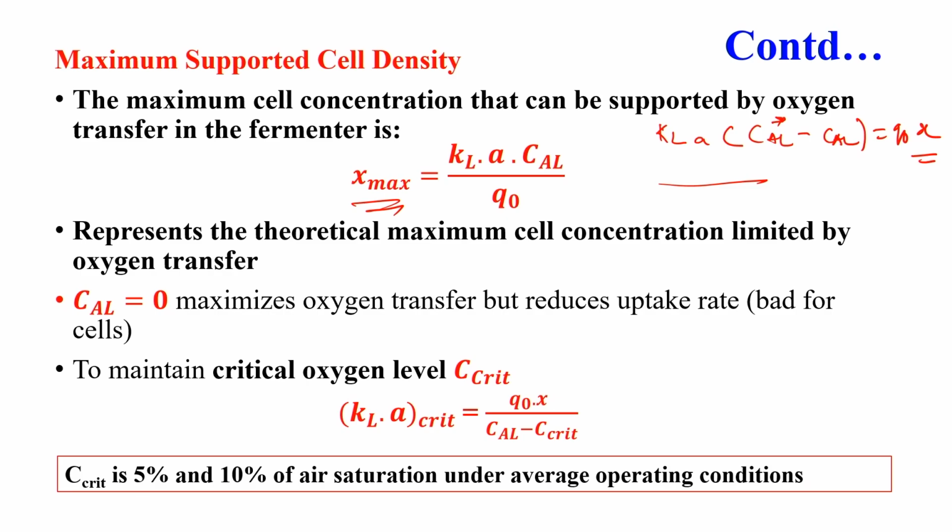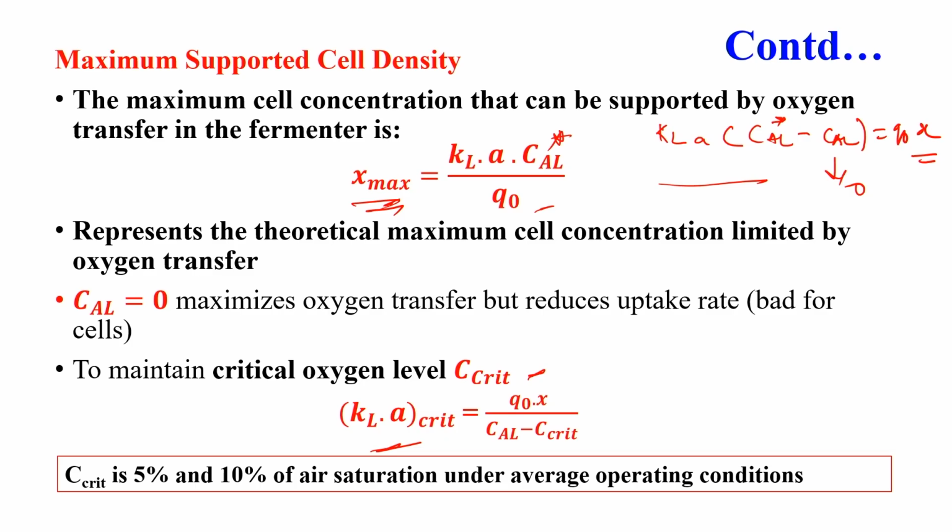So, it can be done if you assume C_AL to be 0. So, what will be the maximum transfer rate? K_LA into C_AL star, divided by Q naught, then X is replaced as X max. Further, we can also calculate what will be the K_LA critical.